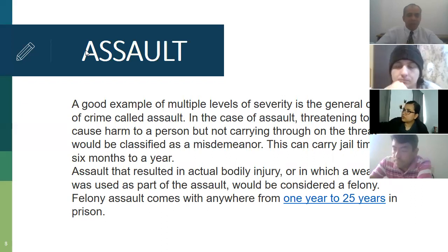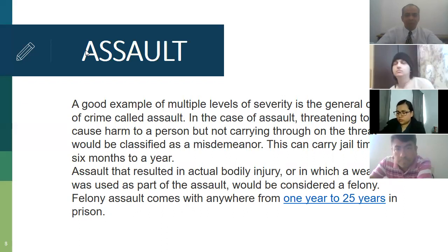Assault, a good example of multiple levels of severity, is the general class of crime called assault. In the case of assault, threatening to cause harm to a person, but not carrying out the threat would be classified as a misdemeanor. This can carry jail time of 6 months to a year. Assault that results in actual bodily injury or in which a weapon was used as part of the assault would be considered a felony. Felony assault comes with anywhere from 1 year to 25 years in prison.